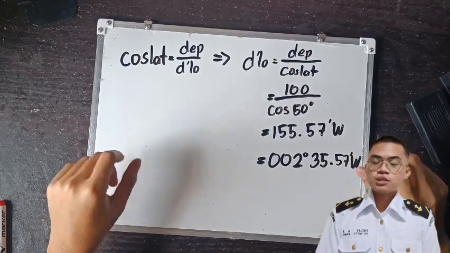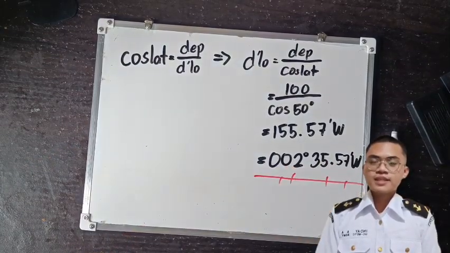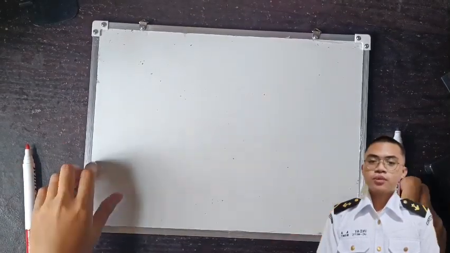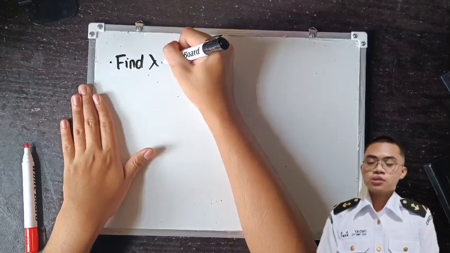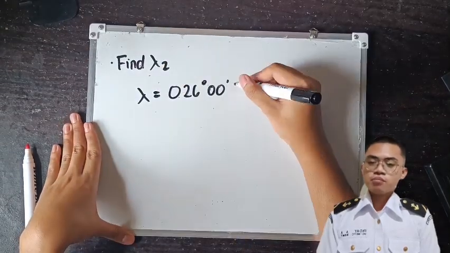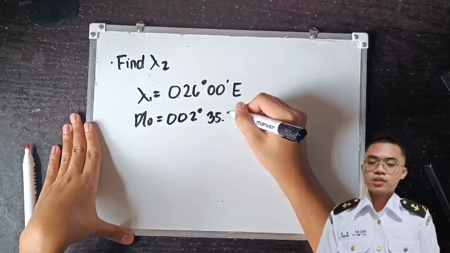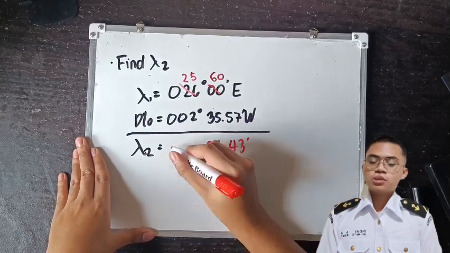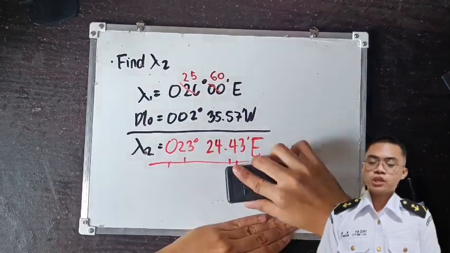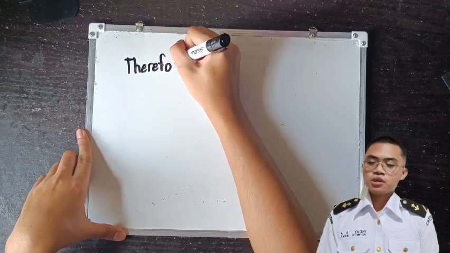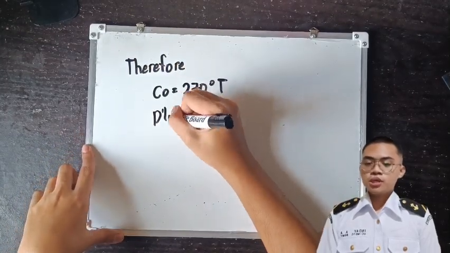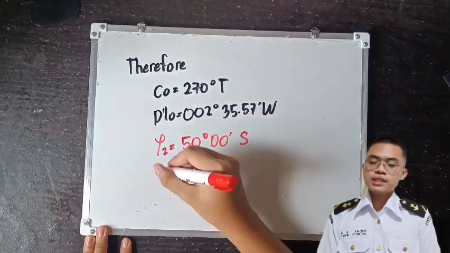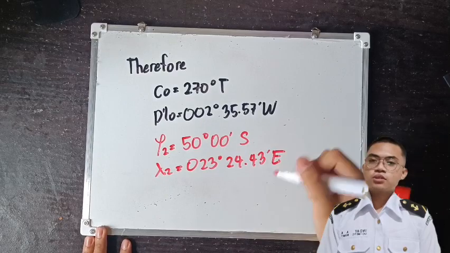The next step is to subtract the d long from longitude 1. We have 26 degrees east minus 2 degrees 35.57 minutes west. The answer will be 23 degrees 24.43 minutes east. So therefore, our arrival position will be 50 degrees south, 23 degrees 24.43 minutes east, and the course will be 270 degrees true.